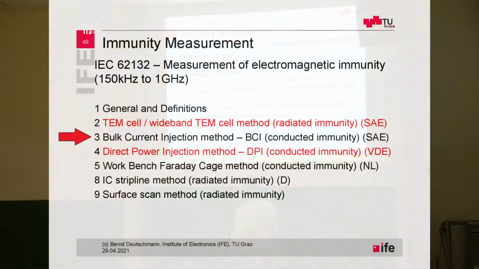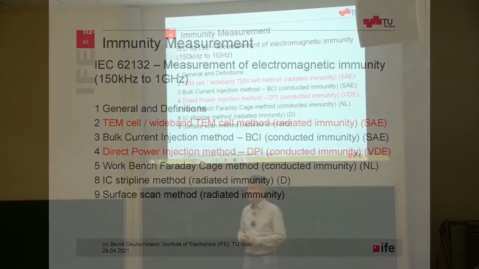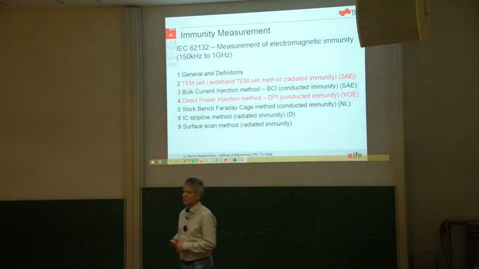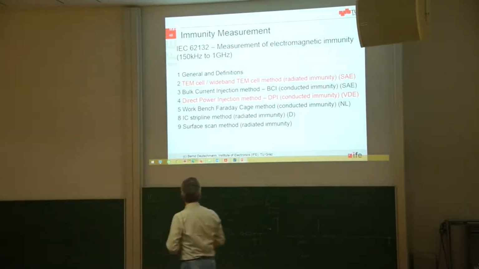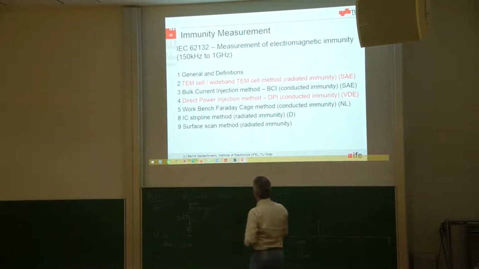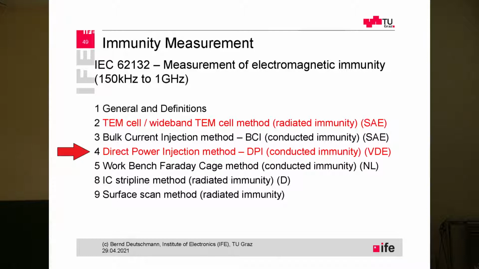A new thing is the bulk current injection, or BCI, measurement technique. It also comes from the Society of Automotive Engineers, and it was originally defined to characterize the conducted immunity. Also a new thing is the direct power injection method, DPI. It comes from the VDE, Verein Deutscher Elektrotechniker.